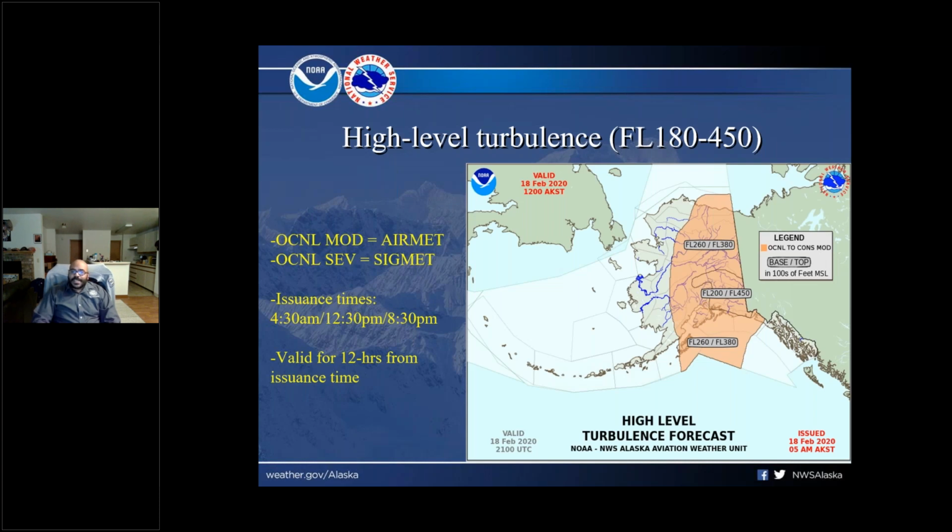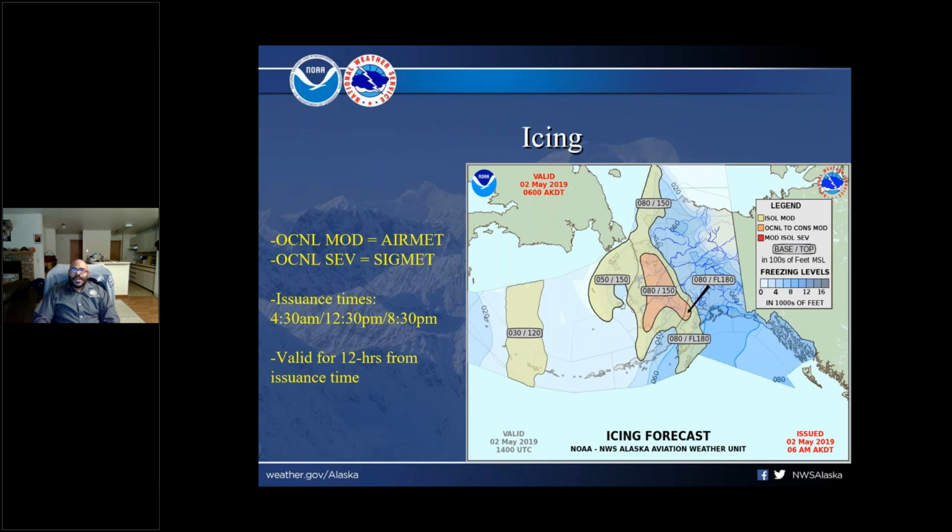But it's basically the same setup. There's 4 3-hour graphics. They are valid from 12 hours from the issuance time, and they're issued 3 times a day. Similar thing for icing. Anything that's AIRMET'd would be in orange or red. Same valid times, 12 hours from the issuance time, issued 3 times a day.